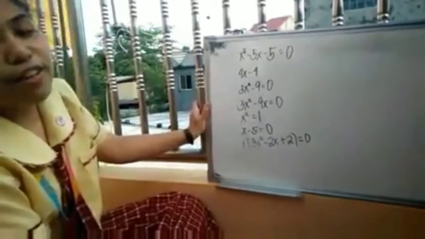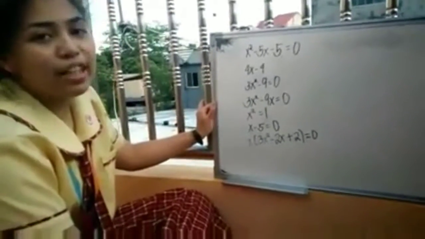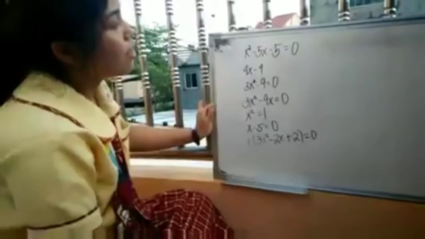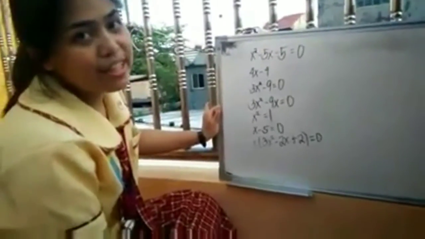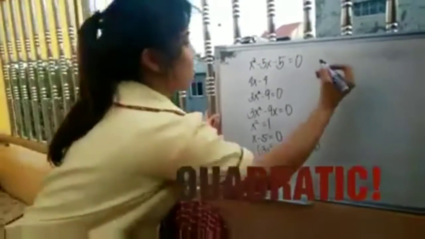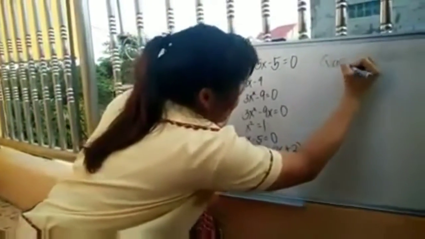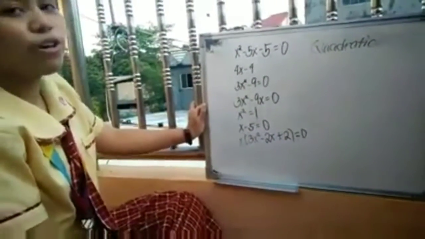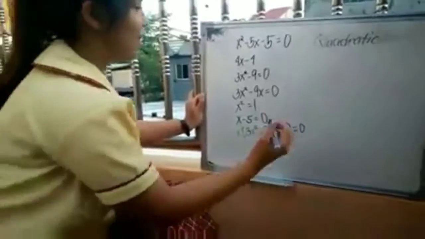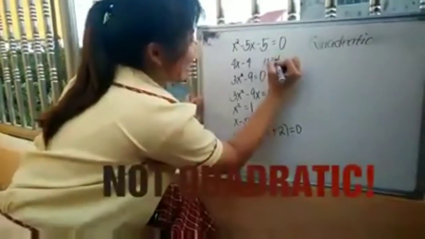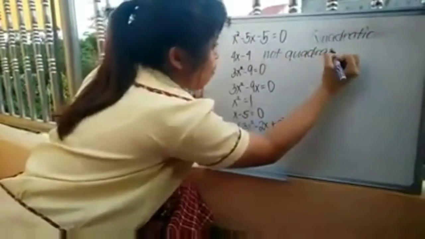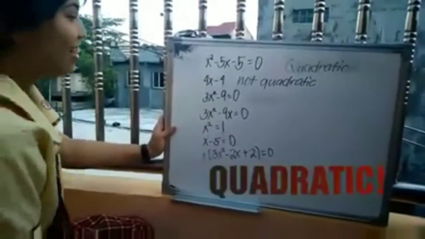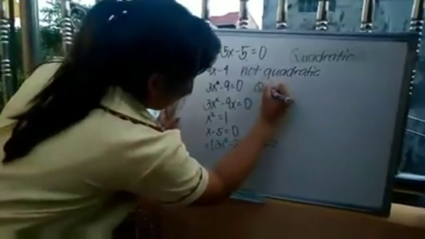Now let's see if the given equations are quadratic or not. x squared minus 5x minus 5 equals 0 is quadratic. 4x minus 4 is not quadratic. 3x squared minus 9 equals 0 is quadratic.